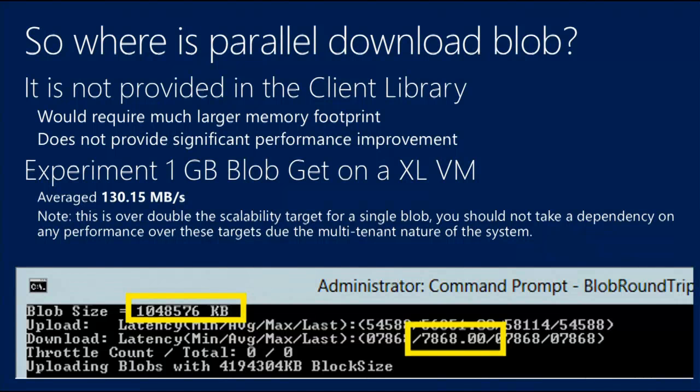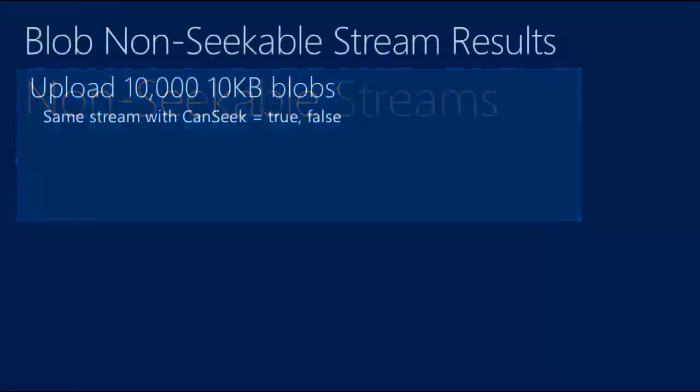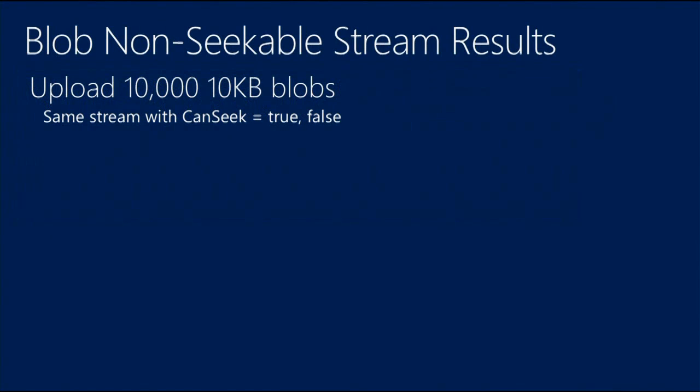However, this is a multi-tenant system. And what that means is I can't take a dependency on any performance that I observe above the scalability target. Because tomorrow, later this week, as I become co-located with more data that's more noisy, the load balancer is going to try to achieve those scalability targets. So if I made some sort of dependency on always getting 130 megabytes per second out of this blob, weeks later I might run into an issue there. So again, always code and program against those scalability targets.